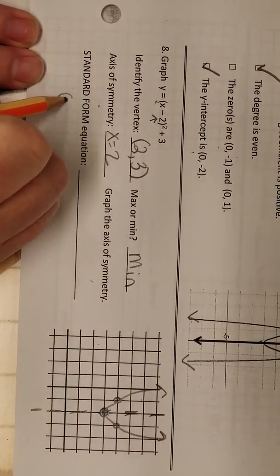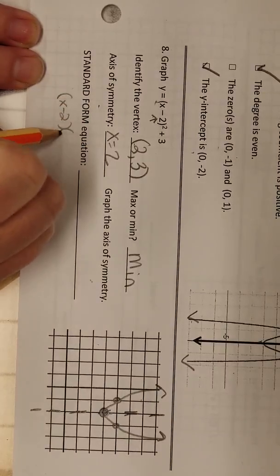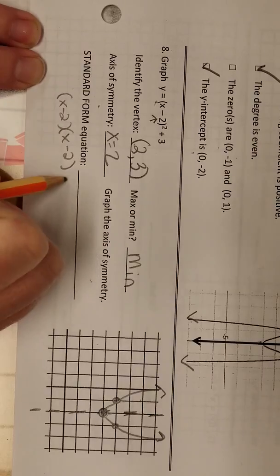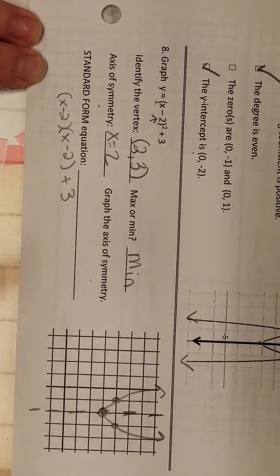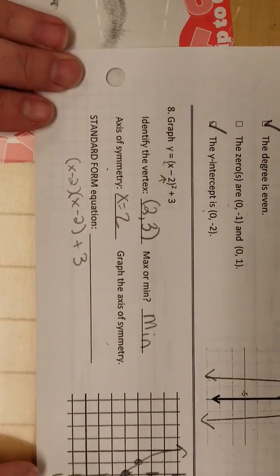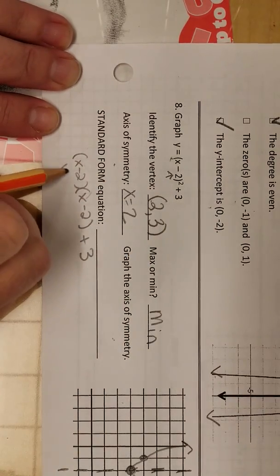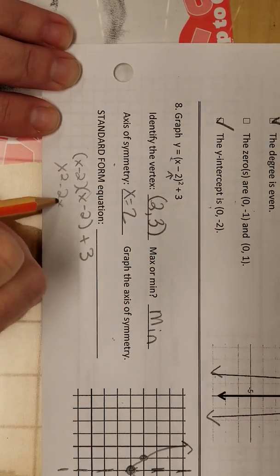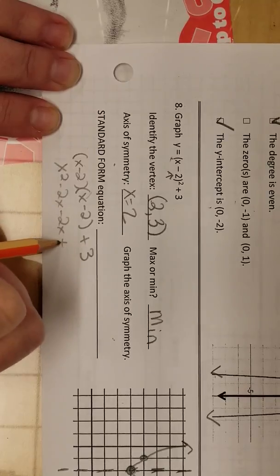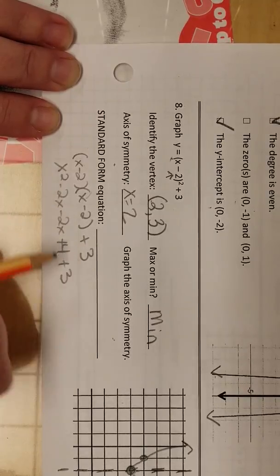They want you to write it in standard form. So we're going to write this twice. And then after we do that, we'll add 3 to the end. Let's get over a little bit. So we're going to double distribute. That's x squared minus 2x plus 4 plus 3.